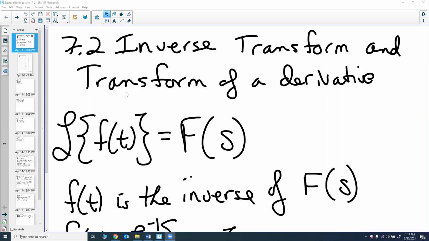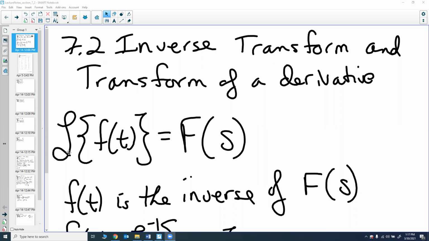So here we're going to look at how we actually can undo a Laplace transform, and then how we can actually use them to solve a differential equation, which means we need to know how to transform a derivative because differential equations involve derivatives. So we're going to start off looking at how we do inverse Laplace transforms.